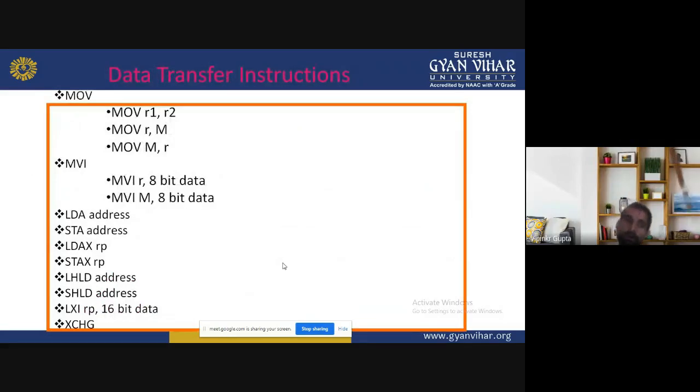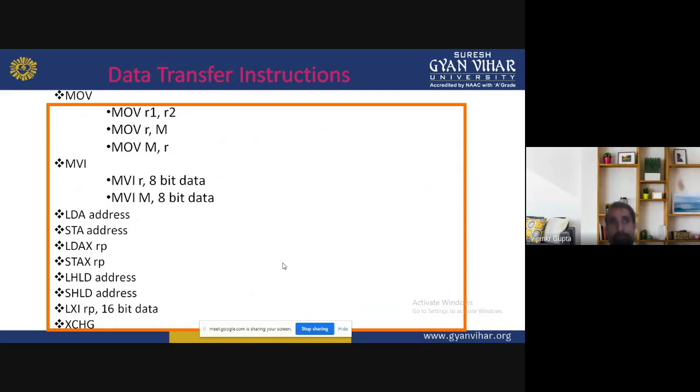Now we are discussing one by one the data transfer group, arithmetic, logical, and branching operation group. First of all, we come to the data transfer group. What is the meaning of data transfer group? A data transfer instruction is an instruction where data will be transferred from register to register, register to memory, or memory to register, or data is directly given and transferred to the register or memory. That is known as the data transfer group.